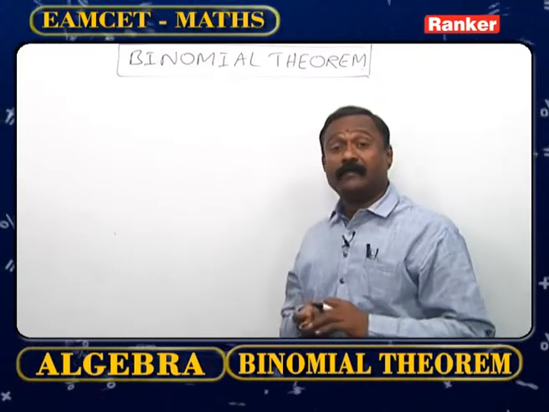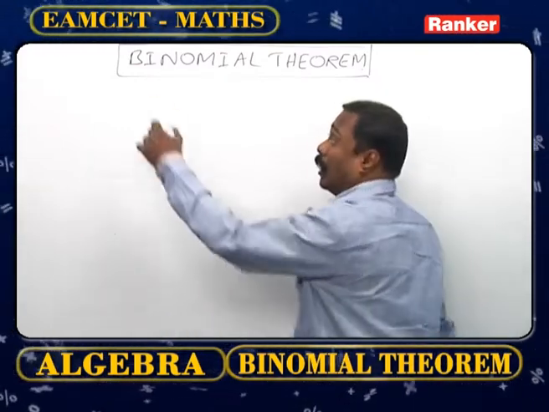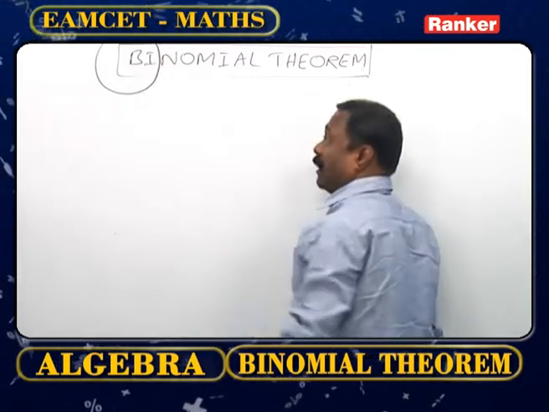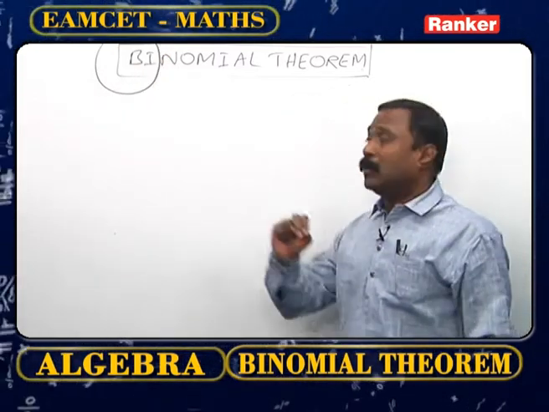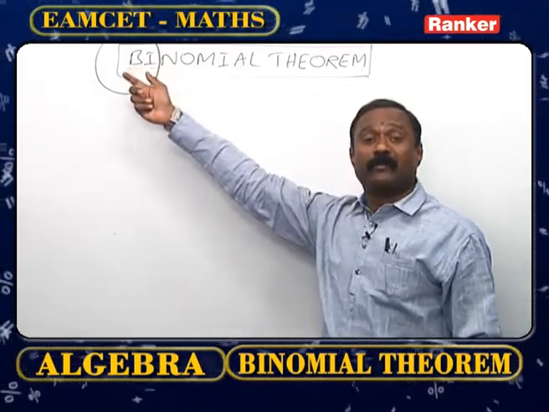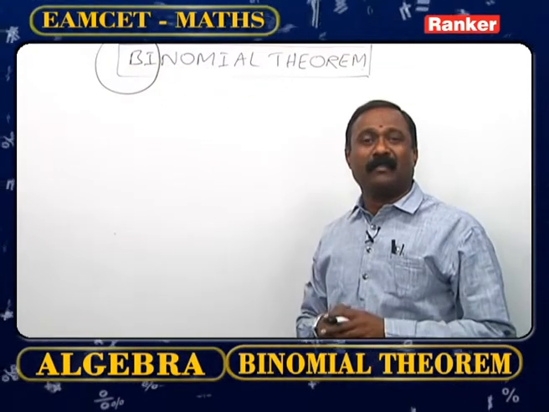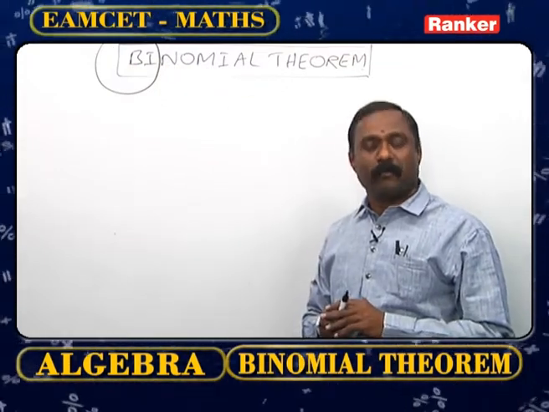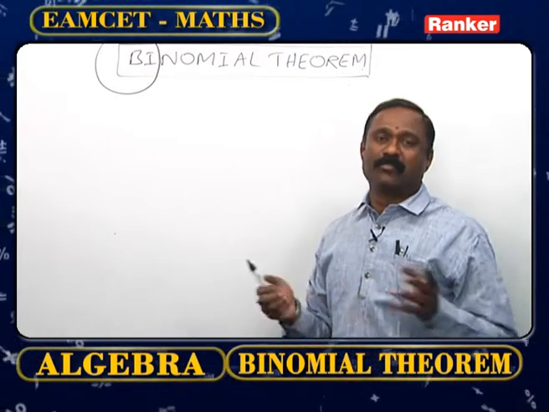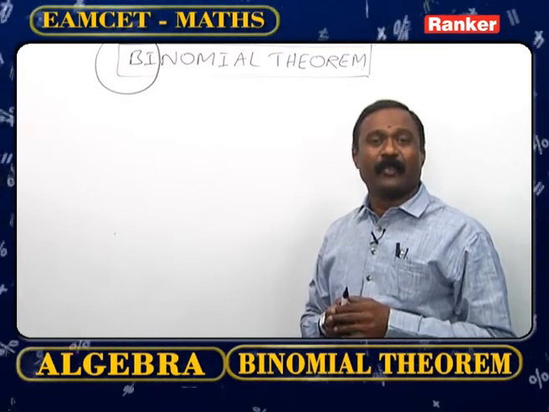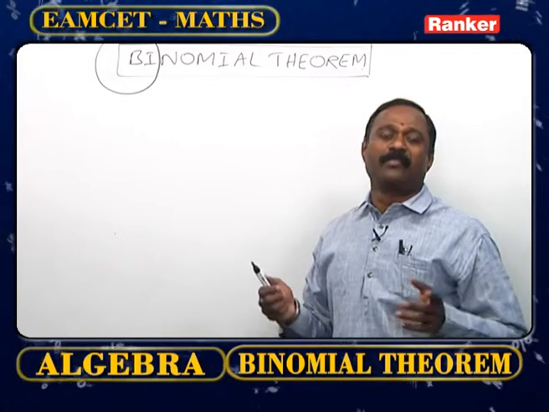And today's topic is binomial theorem, and bi stands for 2. It is an expansion of two terms. Simple understanding, if you have (a plus b) whole square, it is a square plus 2ab plus b square. (a plus b) whole cube, it is a cube plus 3a square b plus 3ab square plus b cube.